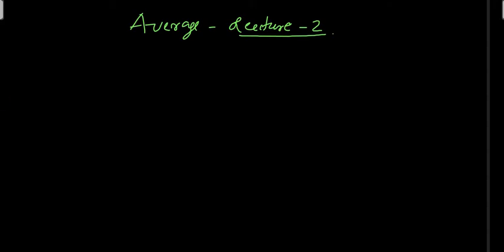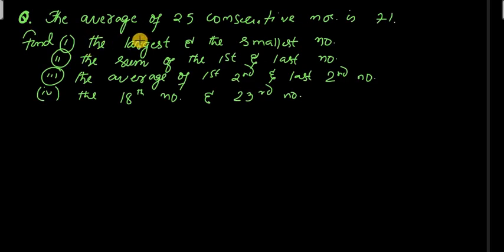Question: The average of 25 consecutive numbers is 71. So find the largest and the smallest number, the sum of the first and the last number, the average of the first, second and last second number, the 18th number and the 23rd number. The average of 25 consecutive numbers is 71.